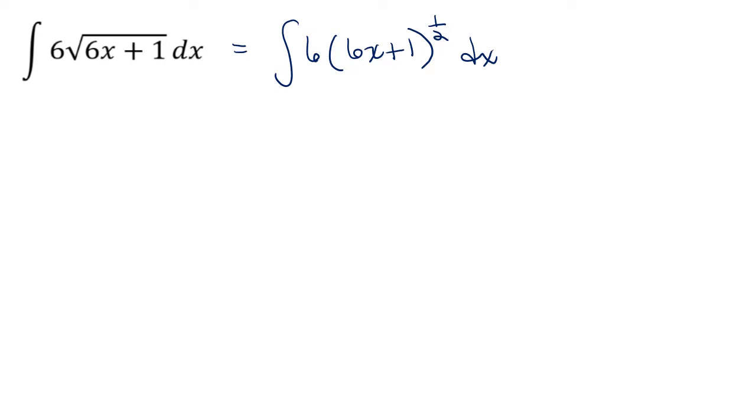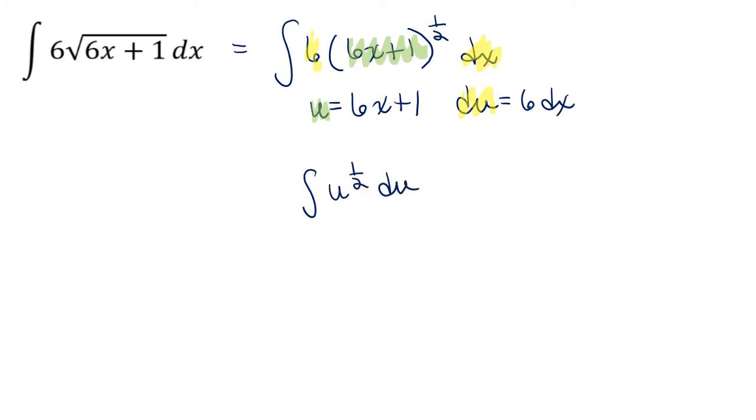So hopefully you're identifying here that our inner function, the function that's actually being raised to the power, is 6x plus 1. And the derivative of 6x plus 1 is this 6. So what that means, instead of writing 6 dx, I can write that as du. And instead of this 6x plus 1, I can rewrite that as u. So this turns into the integral of u to the 1/2 du. Again, that 6 dx is written as du, and that 6x plus 1 is written as u.